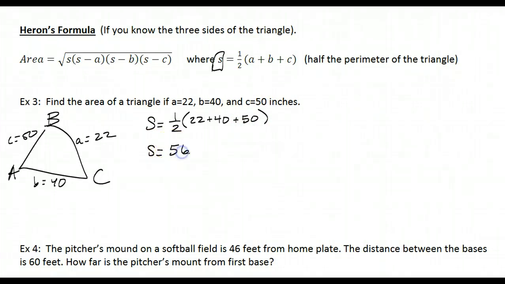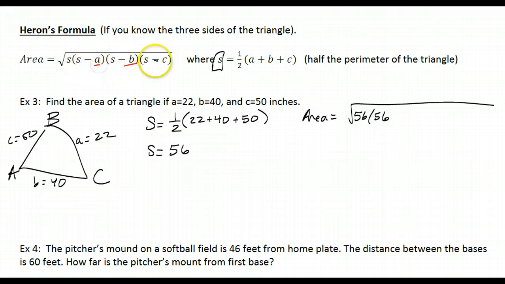And you end up getting 56 for S. So the area of my triangle is 56, and then I'm going to go through here and each time subtract a side for each one of those parentheses. So first 56 subtract 22, then 56 subtract 40, then 56 subtract 50.